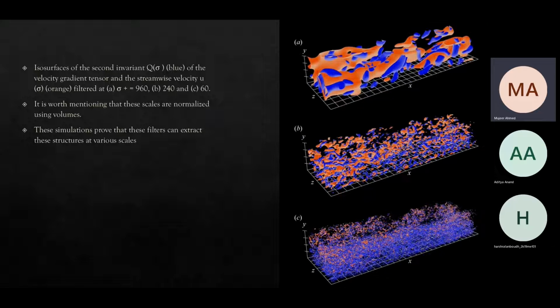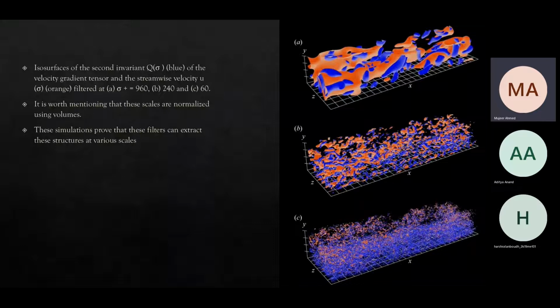Basically, we have made the simulation with different scale values, A, B, C. A is for 960, 240 is much bigger, and 60, I forgot that part. It is worth mentioning that these scales are normalized using volumes, and these simulations prove that these filters can extract these structures at various scales.